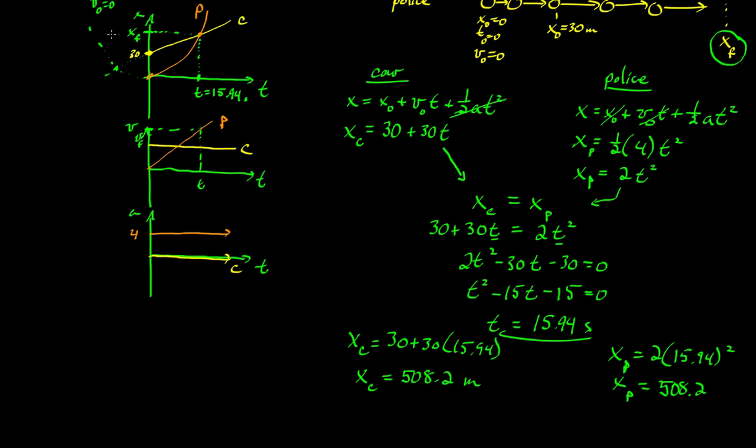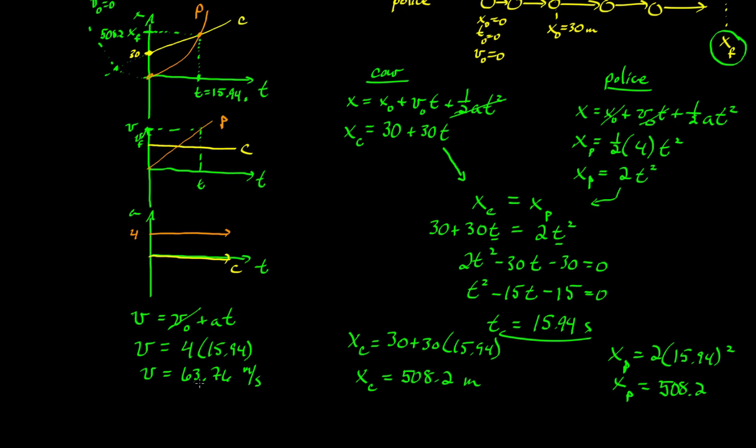So now we have this value, the 508.2. The only value that we don't know is how fast the police car is going. So to do that, we would use the velocity, which is the initial velocity, plus the acceleration times time. He started at rest, so it's just going to be the acceleration, which is 4 times the time, 15.94. So we get 4 times 15.94, 63.76 meters per second. So he's going crazy fast.